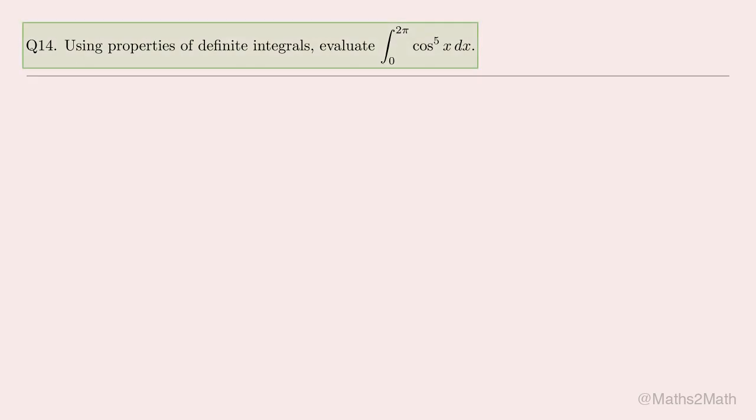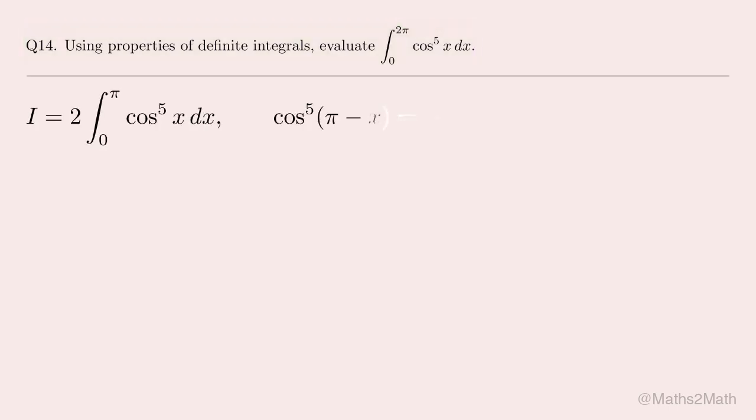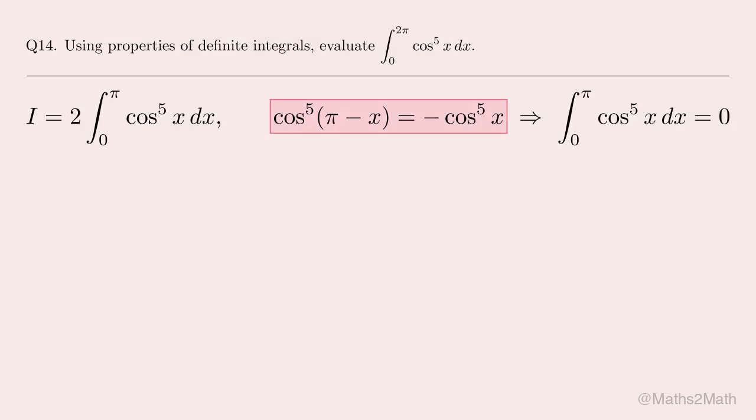Question 14. A full period of an odd symmetric cosine power. Two properties chain together. Cosine to the 5th satisfies f of 2 pi minus x equals f of x, so the integral is twice that over 0 to pi. But over 0 to pi, the reflection at pi over 2 gives 0. 0 overall.